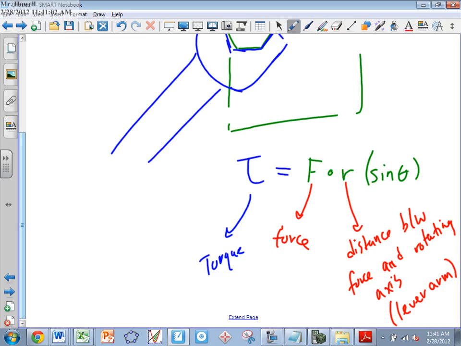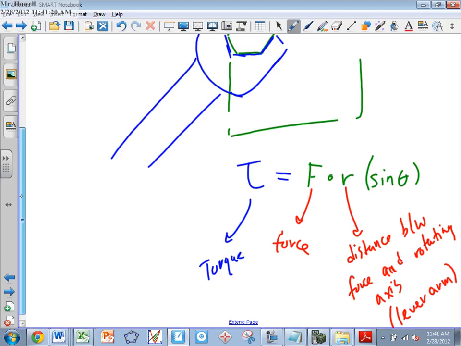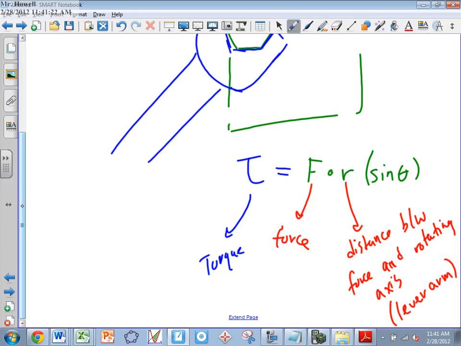So, theta is the tricky part. What we're looking for, I'll explain this out. Why is it sine theta and not cos theta? I'm going to explain why it's sine theta now. Okay, hold on. So let's take a look at an example. We're going to go over why it's sine theta now.